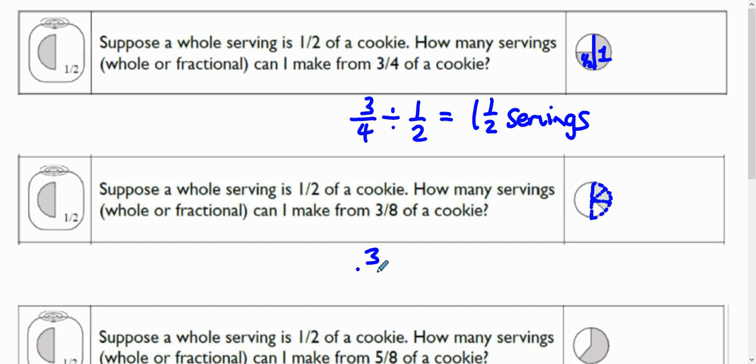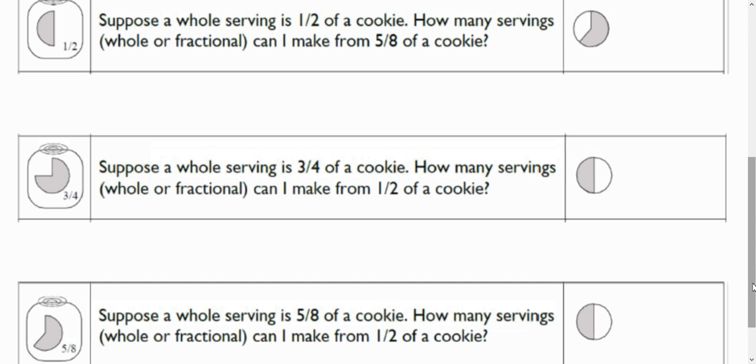It appears that 3/8 of a cookie divided by a serving size of half a cookie is 3/4 of a serving. You can see that here. 1, 2, 3 out of the 4. 3/4 of a serving. And you know the machinery, multiply by a reciprocal, and you can get the answer that way too, but you can see the serving sitting right there.